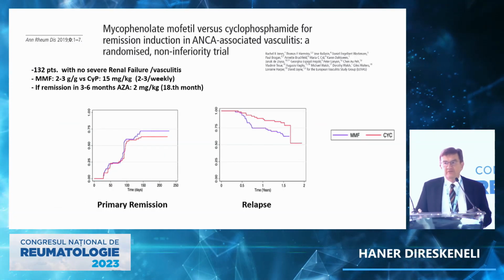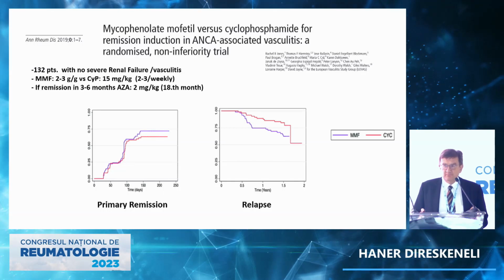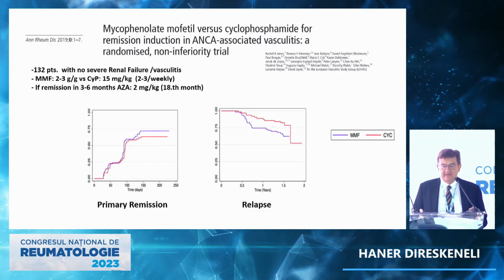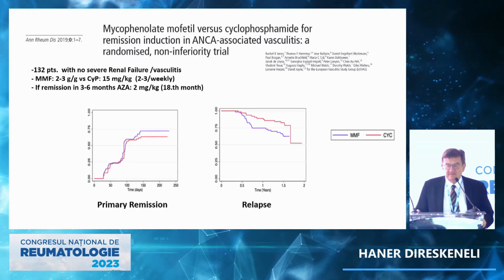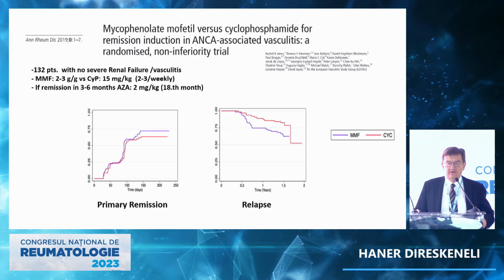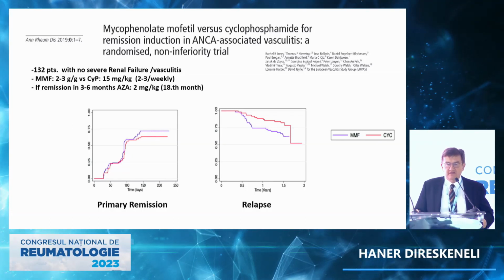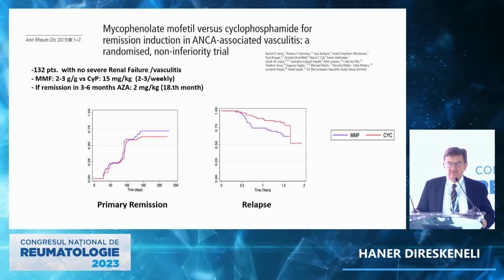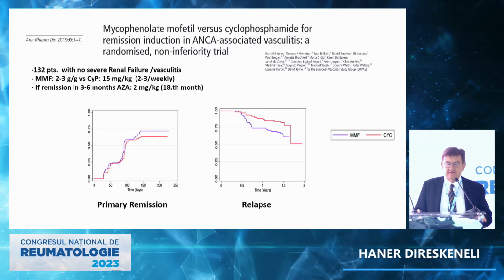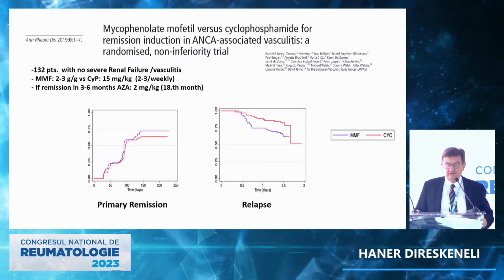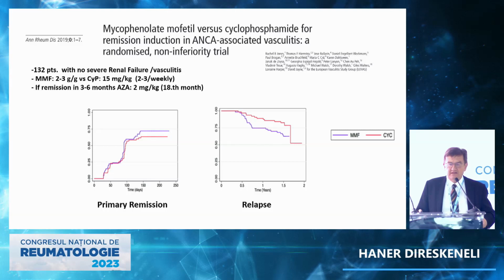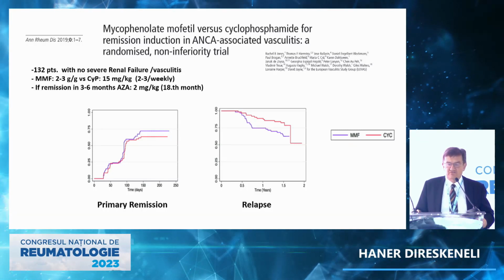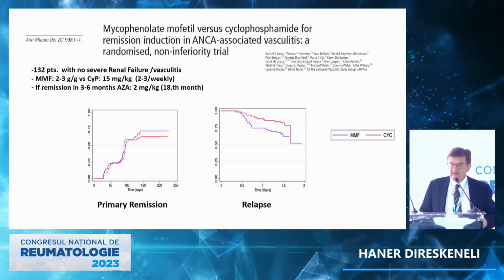There is another option for remission induction, which is not mentioned too much, but important for countries like us, where the cost is important, that mycophenolate mofetil doesn't seem to be non-inferior compared to cyclophosphamide in this randomized study from UK, where 132 patients with, however, no severe renal failure were given either MMF or cyclophosphamide. And at the end, you see that around 75% reached the primary remission in around 250 days.